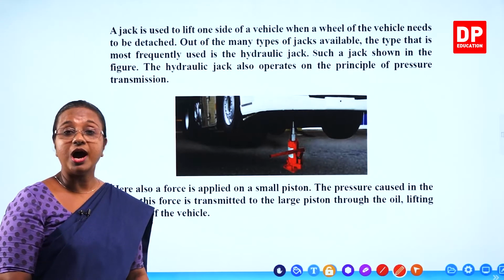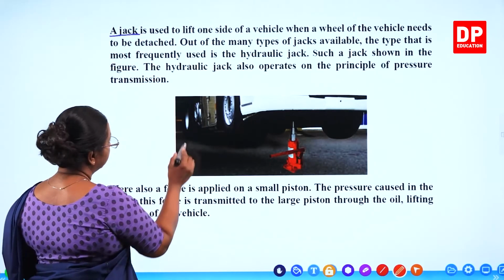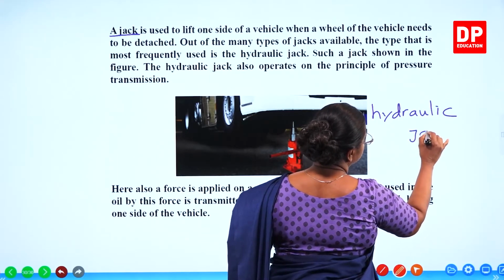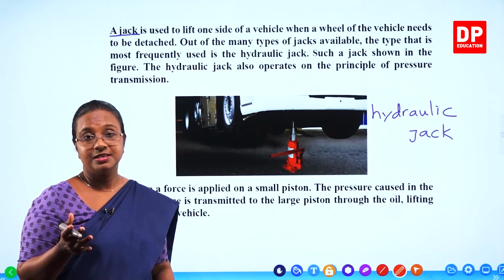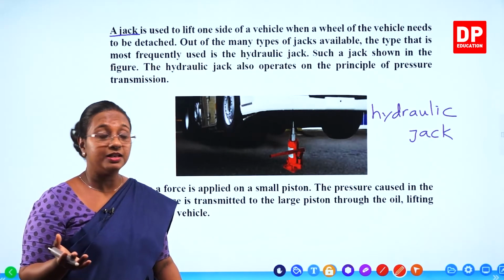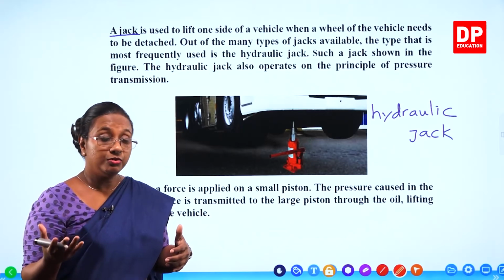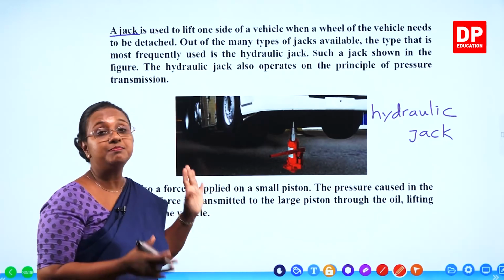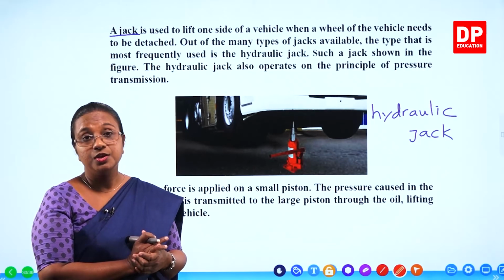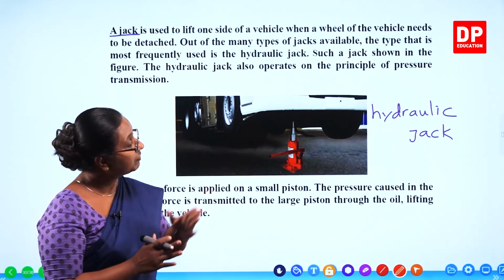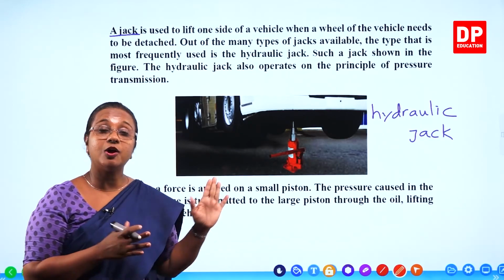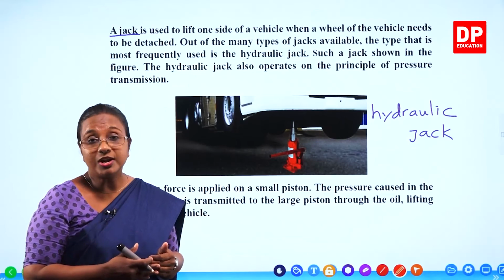That is a jack, or hydraulic jack. So it is a jack. Here you can see this is a hydraulic jack. You all know what a jack is. A device or an instrument that is used to lift one side of a car or any vehicle. If there is a puncture, you need to change the tire, you use the jack to lift that side of the car up, so that you can easily remove and fix the new tire. Out of the different types of jacks, one of the commonly used ones is the hydraulic jack. From the name, students, you can understand the hydraulic jack also uses the concept of hydraulic press.